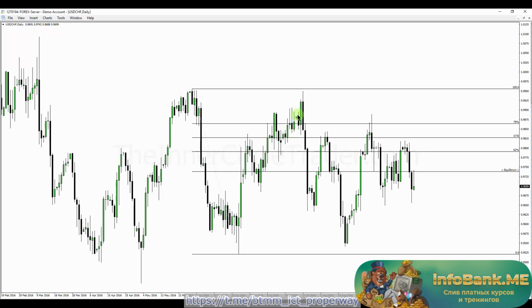One more time, runs through you. Takes your stop out again. This is going to happen in your trading. Do not try to avoid it because it's going to happen.